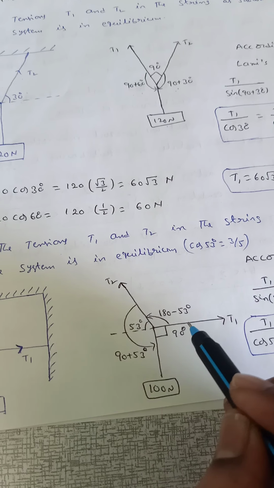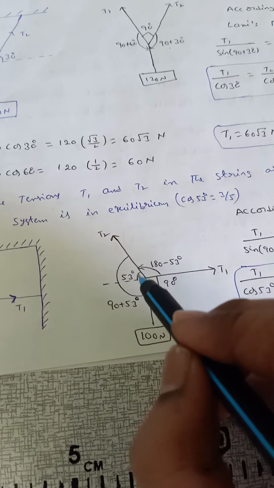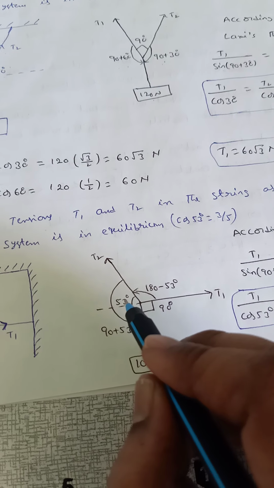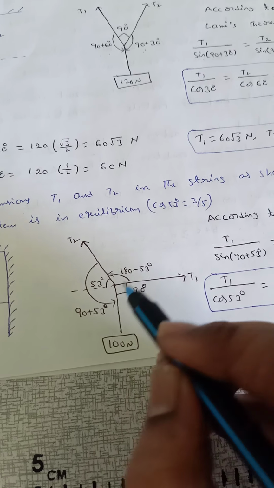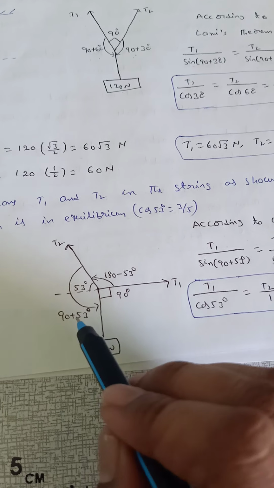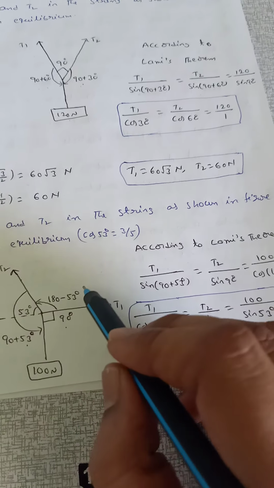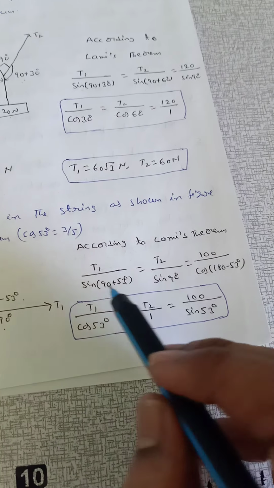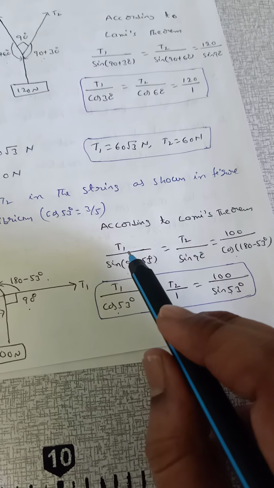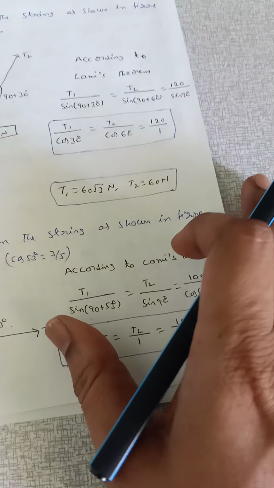The total angle is 180: this angle is 53, this angle is 180 minus 53, and this angle is 90, so the angle is 90 plus 53. According to Lami's theorem, T1 by sin(90 plus 53) is equal to T2 by sin 90 is equal to 100 by sin(180 minus 53). Sin(90 plus theta) is cos theta, and sin(180 minus theta) is sin theta. That means T1 by cos 53 is equal to T2 by 1 is equal to 100 by sin 53.